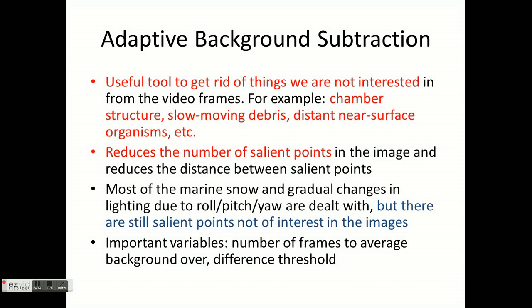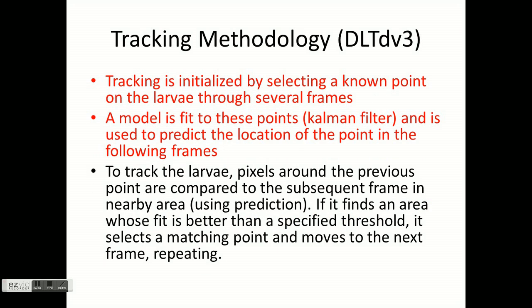So this is pretty useful because we can get rid of a lot of things that we're not interested in the frame. For example, the structure of the chamber, any slow-moving debris that's in the frame, and also any distant, near-surface organisms that, because of their distance, appear to be the same size and in the same location of the larva. And while this reduces the number of salient points, there are still salient points that are not of interest in the image, which means we do have to develop a fairly complicated and sophisticated method for tracking the larva with the presence of these other white salient points in the binary image.